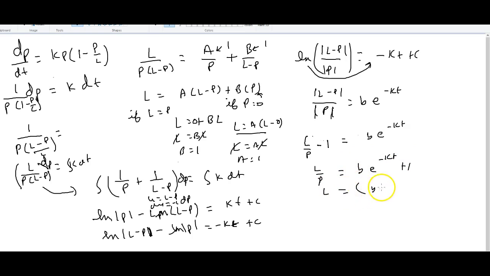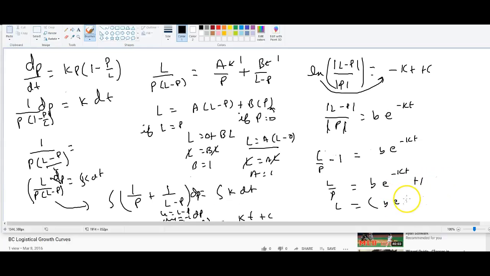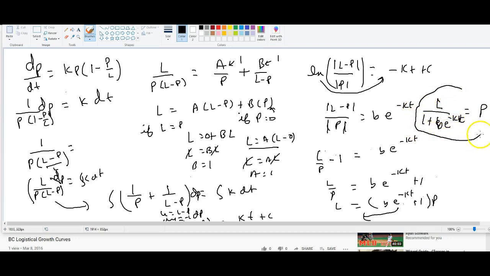b e to the negative kt. Oh man, I pressed the button again. Hate that. Okay, so then it's going to be e to the negative kt plus 1 times p, and then I'm going to swing this down below, and ultimately I'm going to get this incredibly odd expression, which is 1 plus b e to the negative kt equals p. All right, so this is what we've come this far to get.